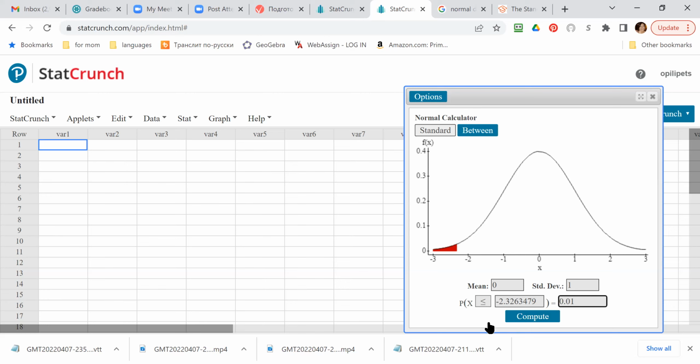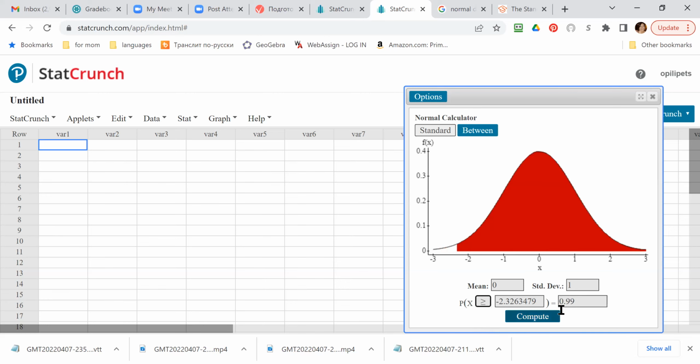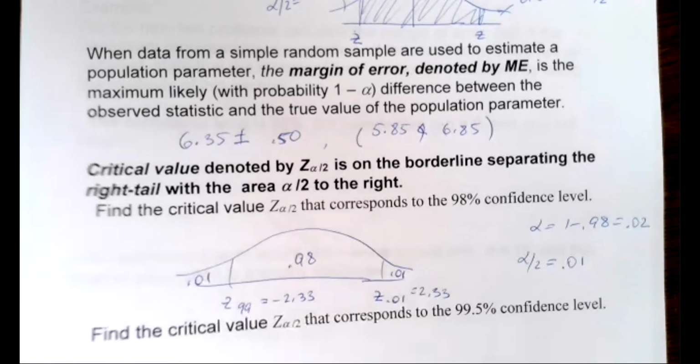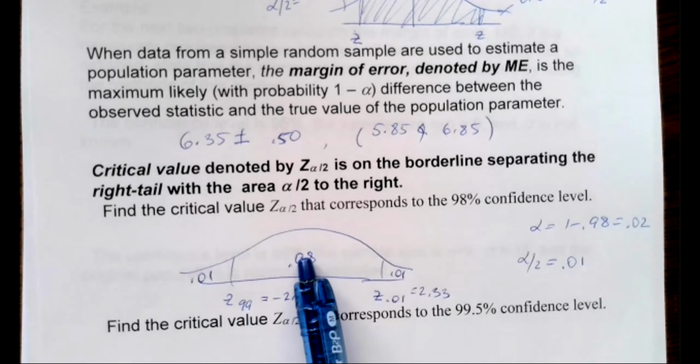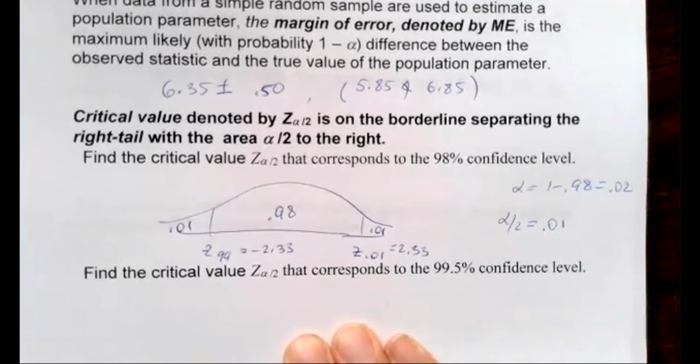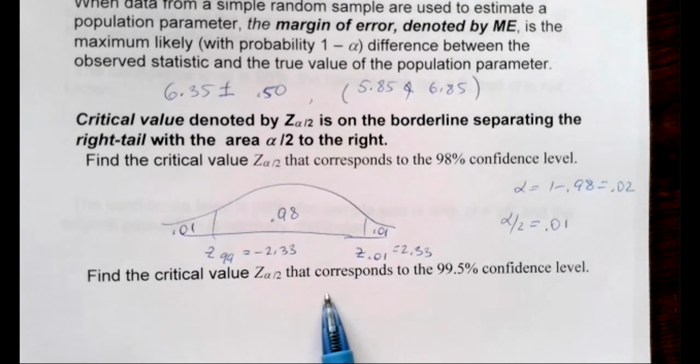Now, if we change this sign, we have 99% on the right side. But if we change it to 0.01 to the right, we're going to get a positive 2.33. So that's what we got for our critical value for the 98% confidence interval.